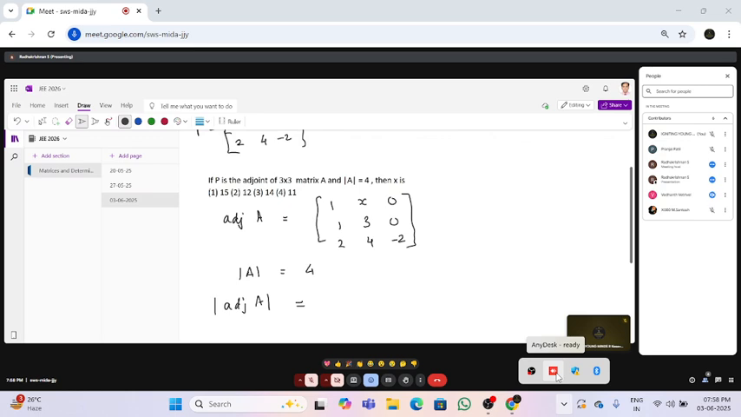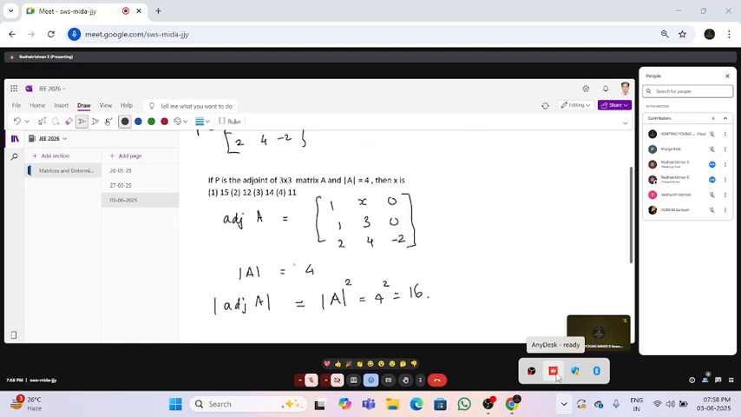Determinant of A to the power n minus 1. Do you all remember, Pranjal? We discussed this, right? Determinant of adj is determinant of A to the power of n minus 1. Here n is 3, it's a 3 by 3 matrix, so n minus 1 will be 2. So that is determinant of A squared. So determinant of adj is going to be 4 squared, which is 16.